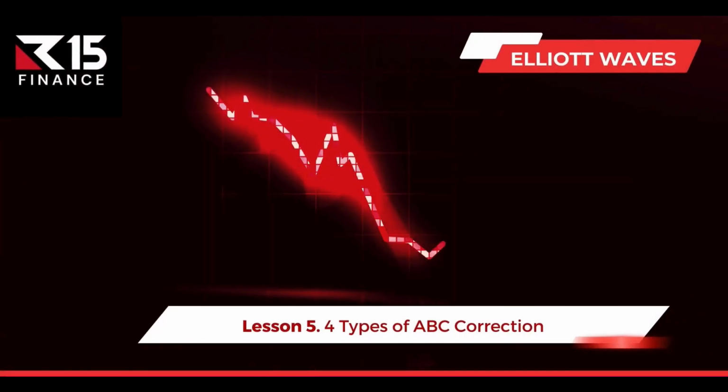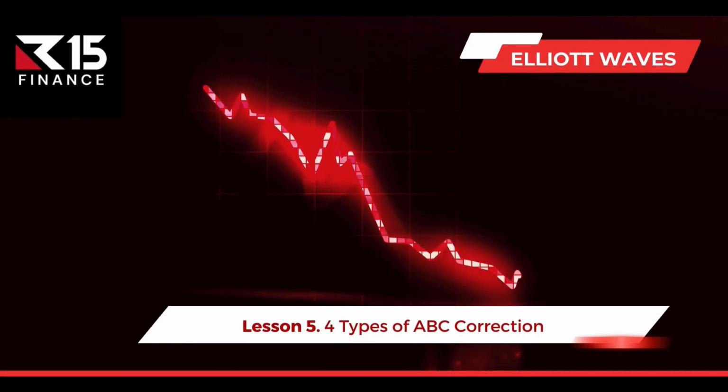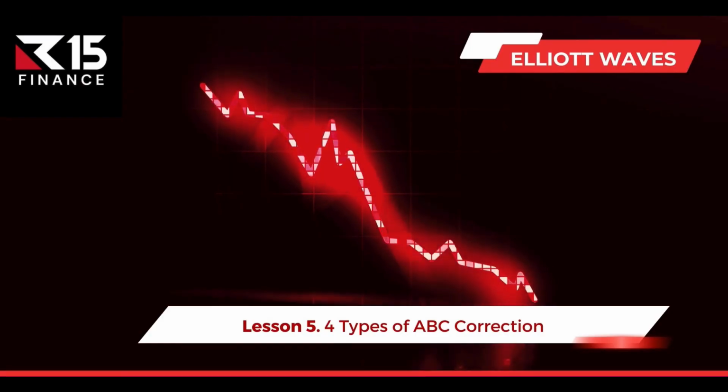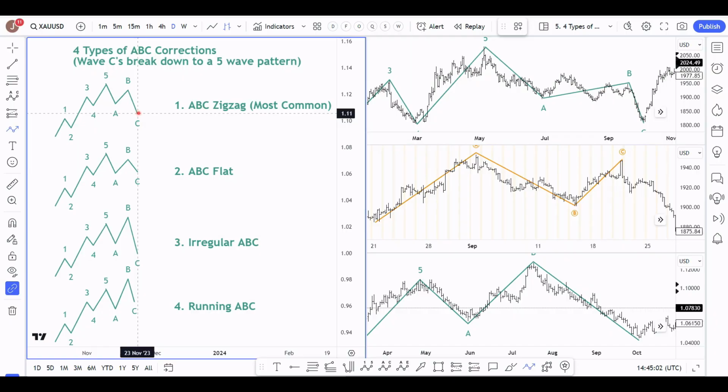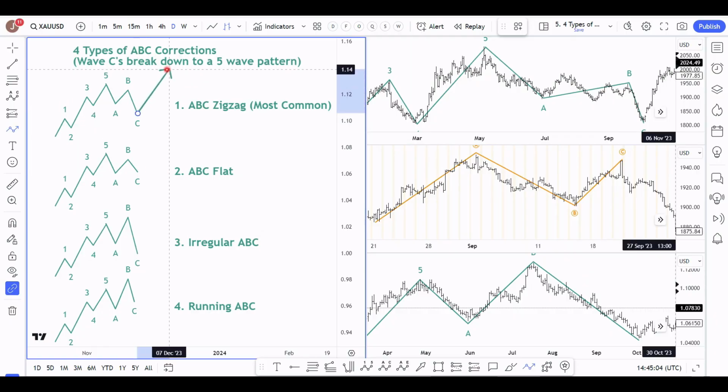One of your main jobs when using Elliott Wave analysis is to identify the end of a correction. Why? Because after a correction is complete, the market typically moves to new highs. So we want to aim to buy at the end of a correction so we can ride the next trend. And when we're in a bear trend, sell at the end of a correction so we can ride the downward trend. So there's 4 types of ABC corrections.